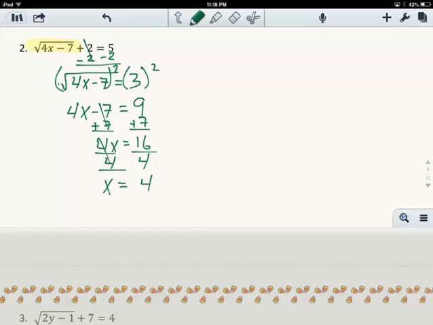So we think that's our answer, but we always want to make sure we go back and check to make sure we don't get any strange things happening.